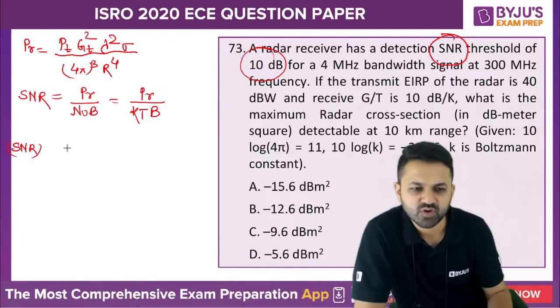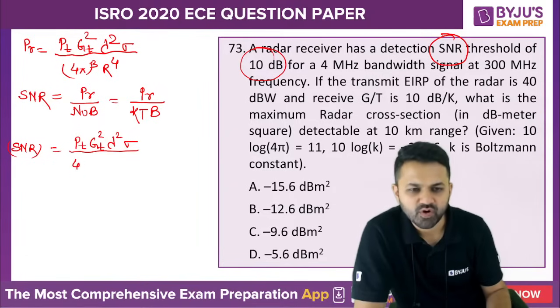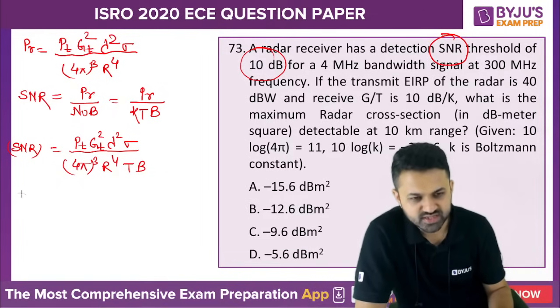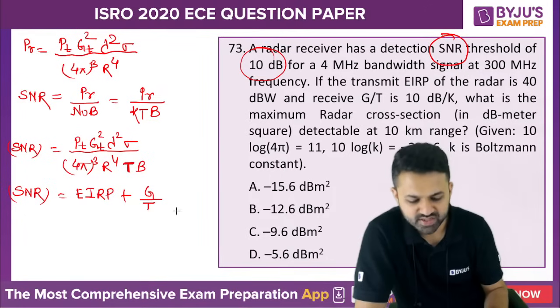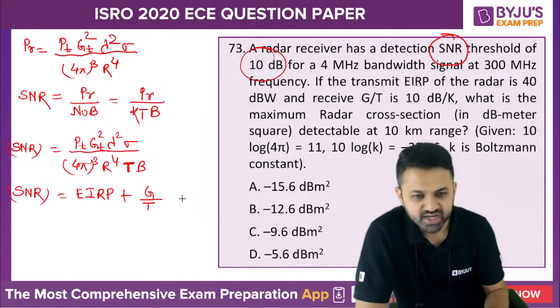So when you substitute all the values, you will get PT into GT square into lambda square into sigma upon 4 pi whole cube into R to the power 4 into T into B. Now, because we want to calculate the signal to noise ratio in dB, this formula will become SNR is equal to EIRP, effective isotropic radiated power, plus G upon T. This G and T we take together, so G upon T we will get, and these all are in dB.